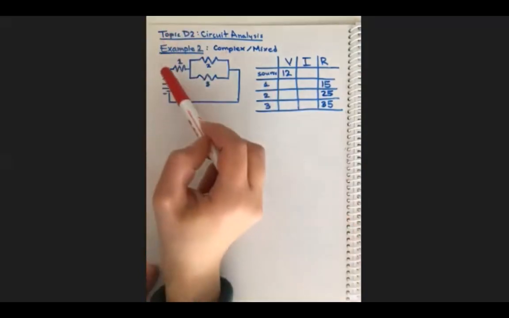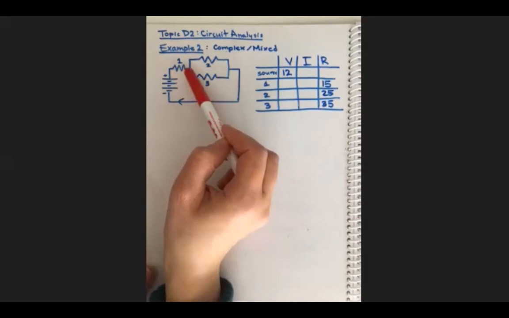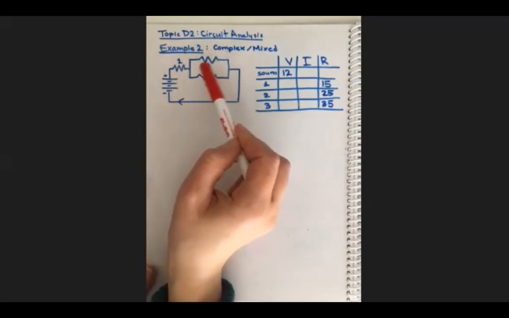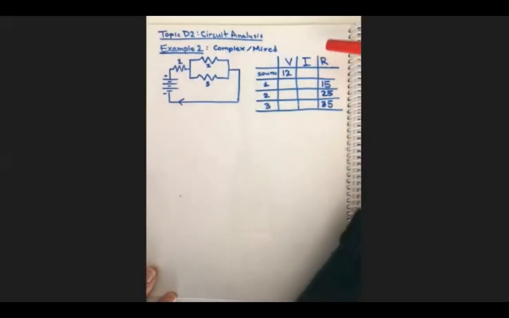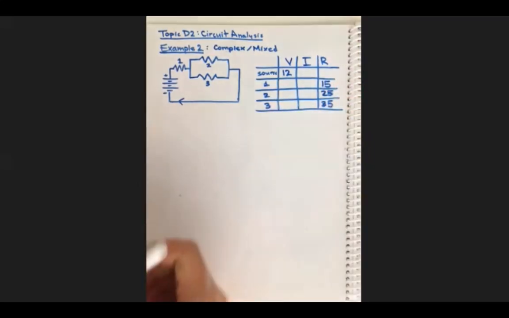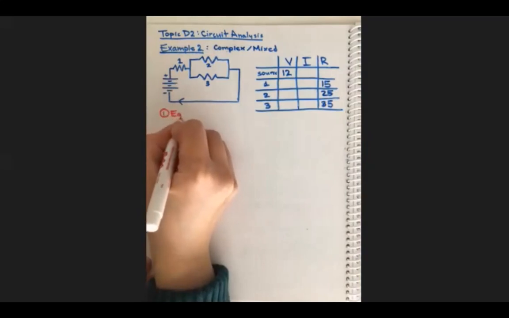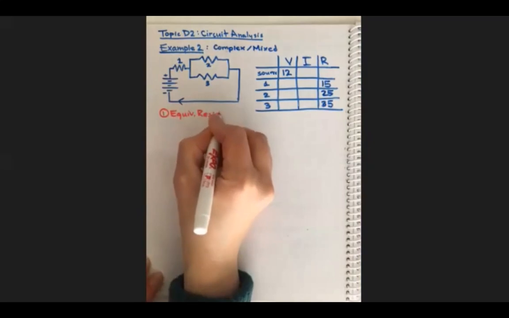KCL: we know that the current splits here. So unless we know the current going in and one of the branches going out, or both branches going out so we can solve for the one going in, we have no other choice but to start with the resistance column. You'll notice once you do several practice problems, whenever all the resistances are given, the first step is going to be finding the equivalent resistance. We're going to label our steps.